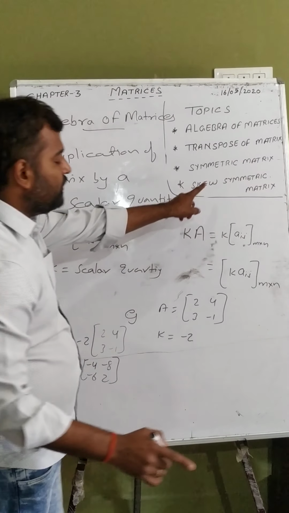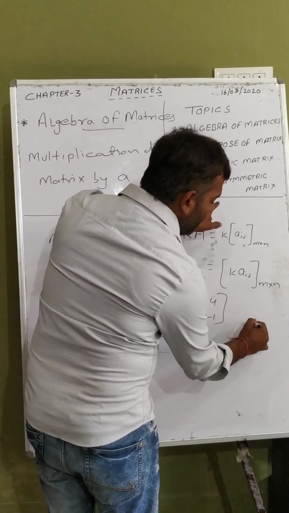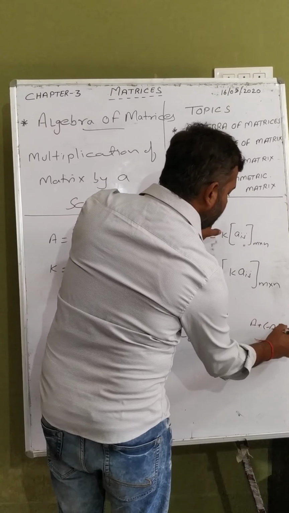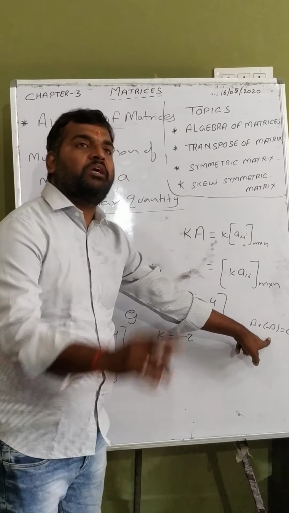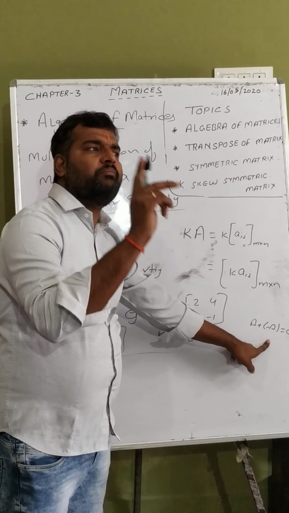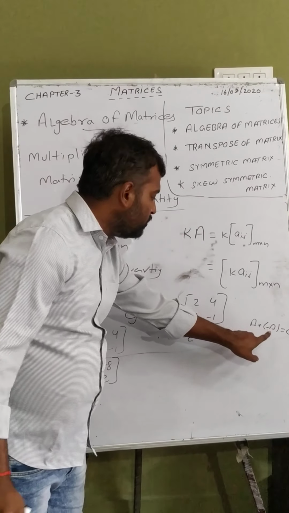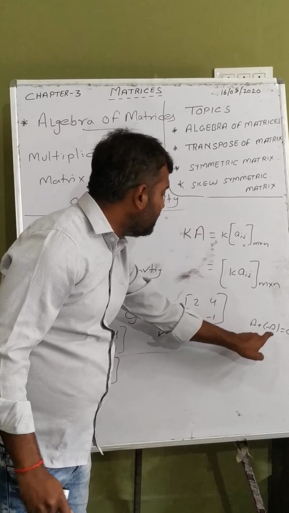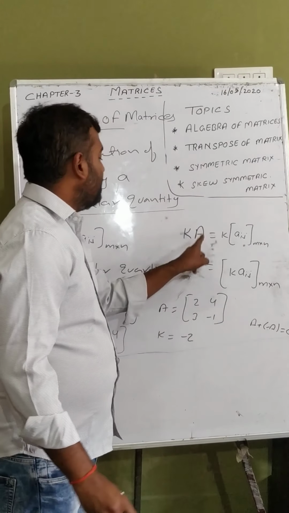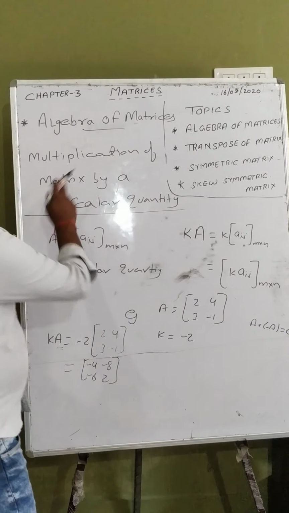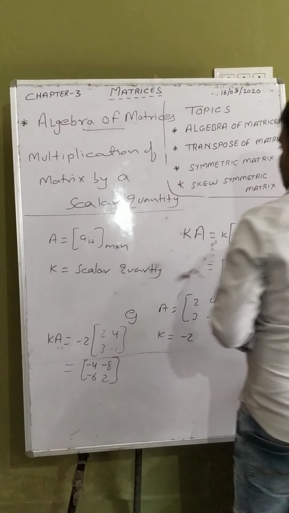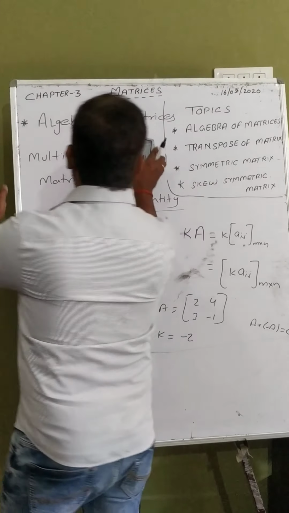Just remember the point about A plus minus A equals 0. What are we doing in the case of minus A? We are simply multiplying the elements of A by minus 1, and I told you minus 1 is a scalar multiplication of the given matrix. So this is the result here. Clear to everyone? This is called the scalar multiplication of a matrix.